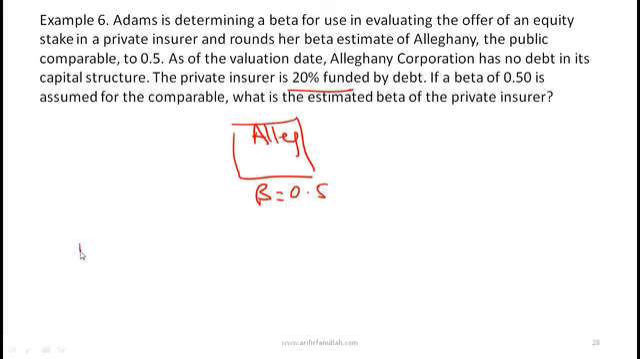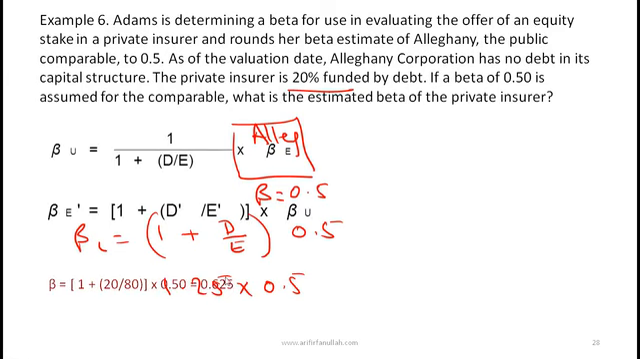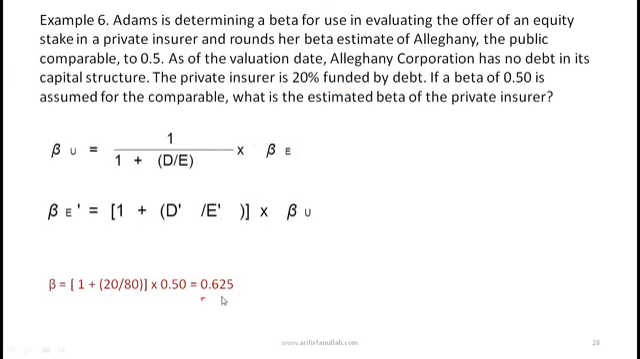So yes, you basically say the beta levered is equal to what? What's the formula? Multiplied by? Okay, so you plug this in. I hope you are past this. What's the debt equity ratio here? So 1.25 into 0.5, and that will give you your answer. Okay, so this is what you should get.